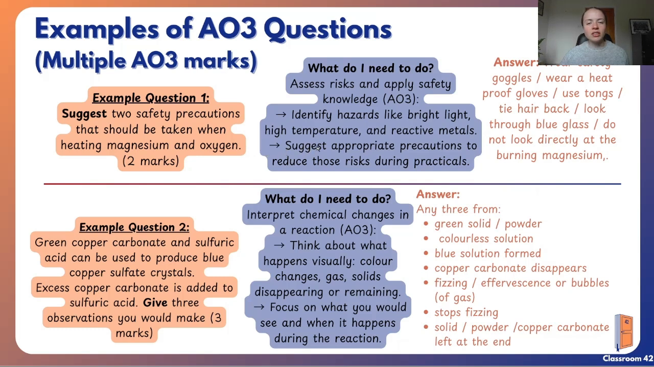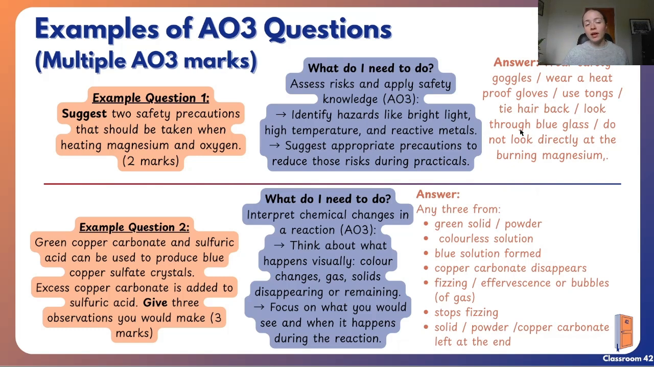And then also you need to suggest appropriate precautions to reduce these risks during a practical. So you've identified those hazards, and the main part of this question is asking you to create the safety precautions, but you need to identify the hazards before you can possibly do your AO3 analysis and application. So some possible answers here could be to wear safety goggles, wear heat-proof gloves, use tongs, tie hair back, look through blue glass for the bright light of magnesium, and/or potentially do not look directly at the burning magnesium.